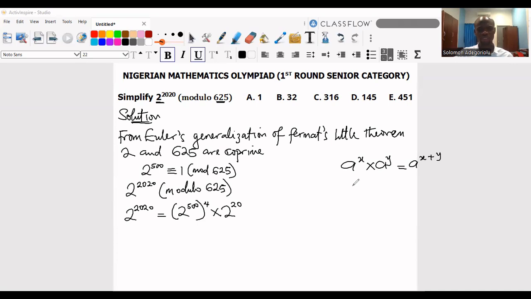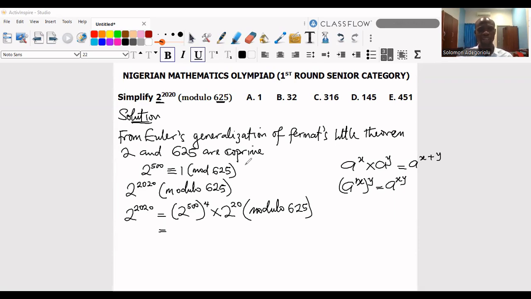Also, one of the laws of indices states that when you have a raised to the power of x, close bracket, also raised to the power of y, this is what we call double power. It gives you a raised to the power of xy. So if you multiply this, you get 2 raised to the power of 2000. Since they have the same base, 2 raised to the power of 2000 times 2 raised to the power of 20 gives you 2 raised to the power of 2020. So we simplify 2020 using indices. And don't forget, we're dealing with modulo 625.